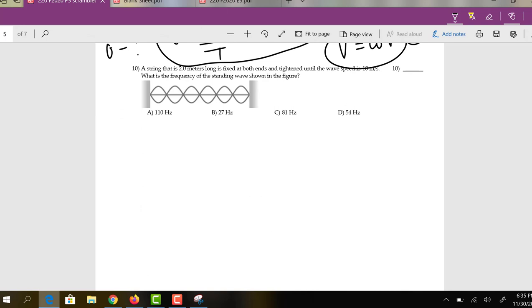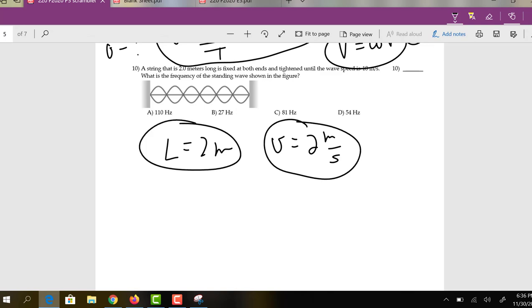Okay, a string is 2 meters long. So that's the actual length of the string, 2 meters. Fixed at both ends and tightened to the wave speed. So the speed of the pulse, 2 meters per second. What is the frequency of the standing wave in the picture? So we know the speed and we know the length. We also know that the speed is the frequency times the wavelength, and we're trying to figure out the frequency. So what do I know with frequency in terms of speed? The frequency is the speed divided by the wavelength.